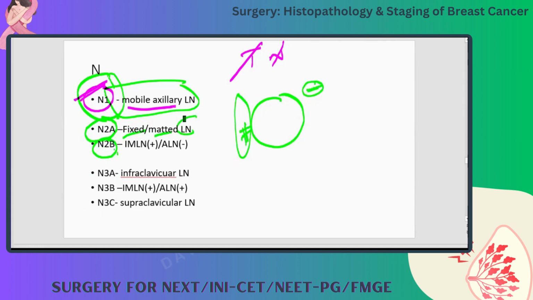N3A is infraclavicular, below the clavicle. N3B is when both are positive: internal mammary is positive and axillary is positive. N3C is supraclavicular lymph node. So N1, mobile axillary lymph node. N2A, fixed axillary lymph node. N2B is ipsilateral internal mammary lymph node positive, axillary lymph node negative. N3A is infraclavicular positive. N3B is both positive. N3C is supraclavicular positive. Clear?